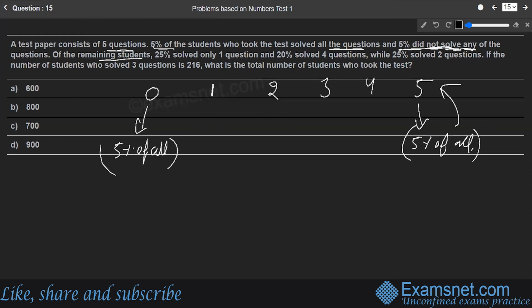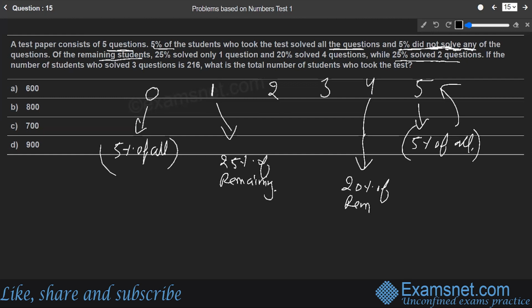Of the remaining students, he says, 25% solved only one question. So one question was solved by 25% of the remaining. Two questions were solved by 25% of the remaining people, and 20% of the remaining were able to solve four questions. So this is the data available with us.